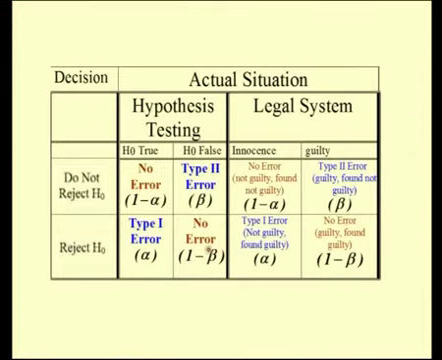If you see here, in my example, this is the example we have taken for type 1 and type 2 error. Do not reject your hypothesis when it is true is 1 minus alpha. These are probability values, I mean these are the alpha values, which lie between 0 and 1.